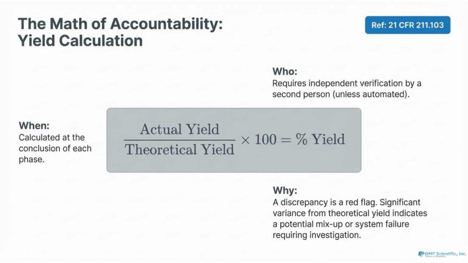How do we know if something went wrong during that recipe phase? We use the math of accountability. Yield calculations are performed at the conclusion of each production phase. By dividing the actual yield by the theoretical yield, we look for discrepancies. A significant variance is a major red flag. It signals a potential mix-up or a system failure that requires an immediate investigation before the process continues.